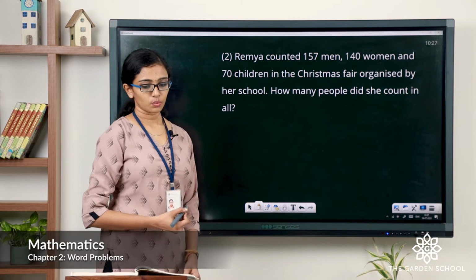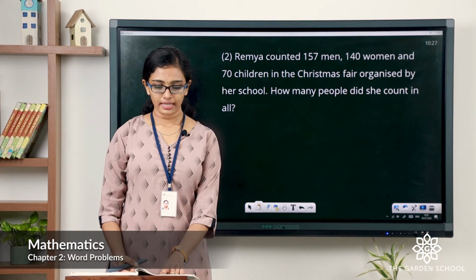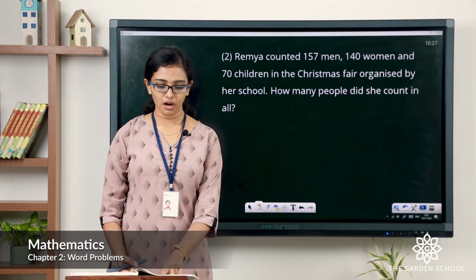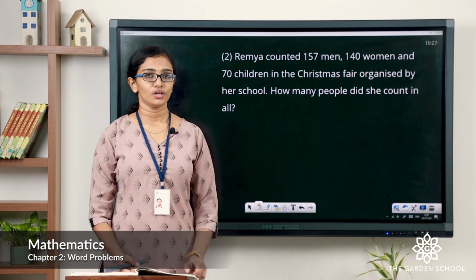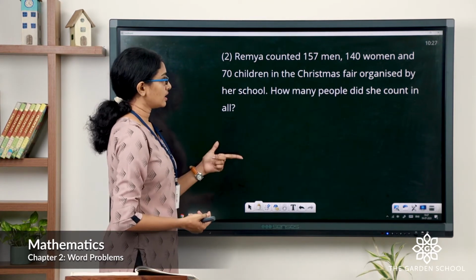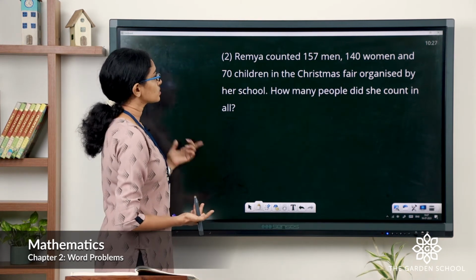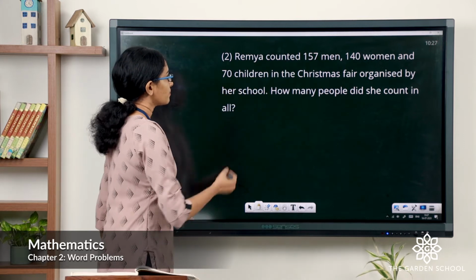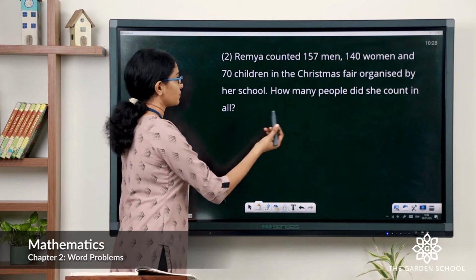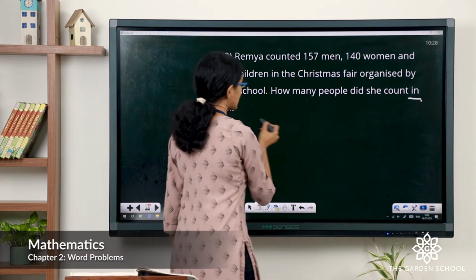Ramya counted 157 men, 140 women and 70 children in the Christmas fair organized by her school. How many people did she count in all? So, it's regarding the number of people who visited a fair which was organized by Ramya's school. You are given the number of men, women and children who were attending the fair. We have to find out the number of people that came there in all.